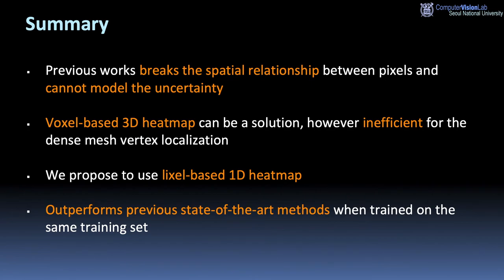This is a summary of I2L MeshNet. Previous work breaks the spatial relationship between pixels and cannot model uncertainty. Voxel by 3D heatmap can be a solution, however inefficient for the dense mesh vertex localization. Thus, we propose to use Lixel by 1D heatmap. Our work outperformed previous state-of-the-art method when trained on the same training set.